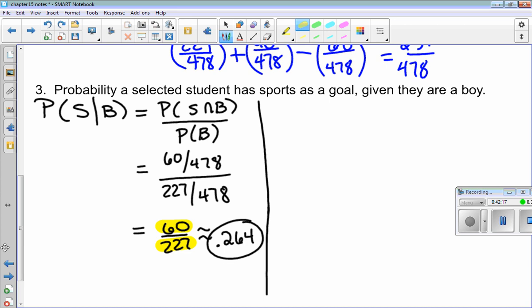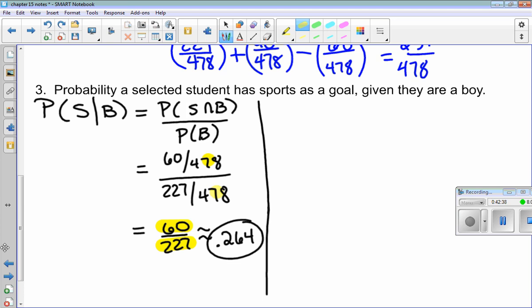How are we doing so far? You have a question? When it's 60 over 478, if they're both over 478, can you reduce the fraction to just be 60 over 227? I was thinking we never cross multiply because nobody wants to do that. This is what's called a complex fraction.